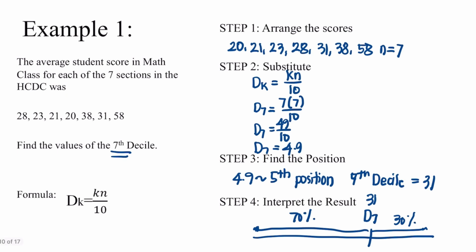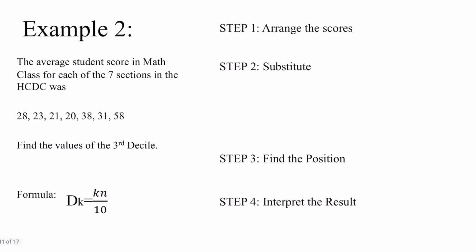Another one, same given, but we are going to look for the 3rd decile. Same step. Step number 1, arrange the scores. 20, 21, 23, 28, 31, 38, 58.